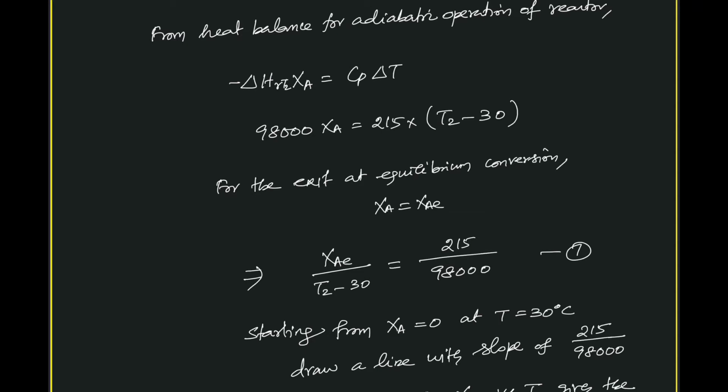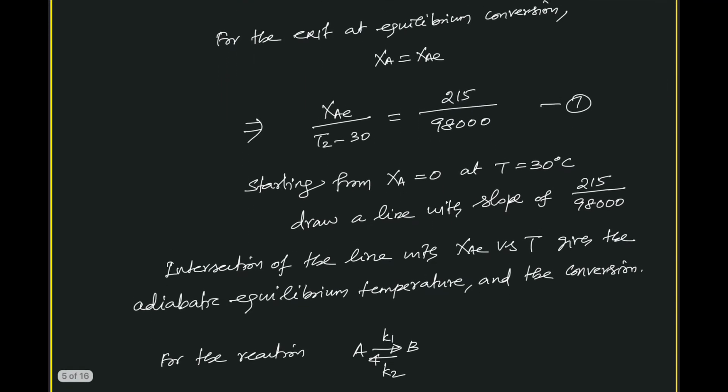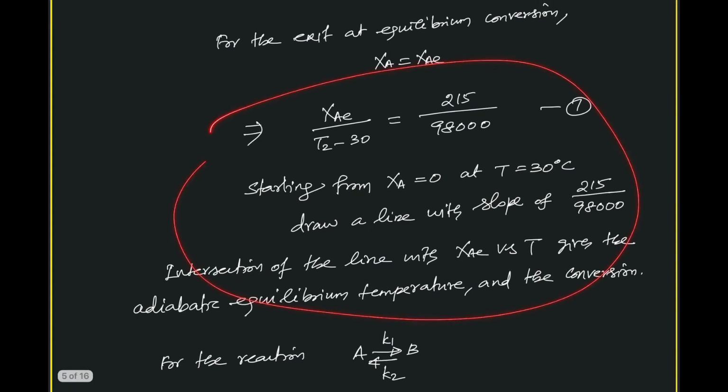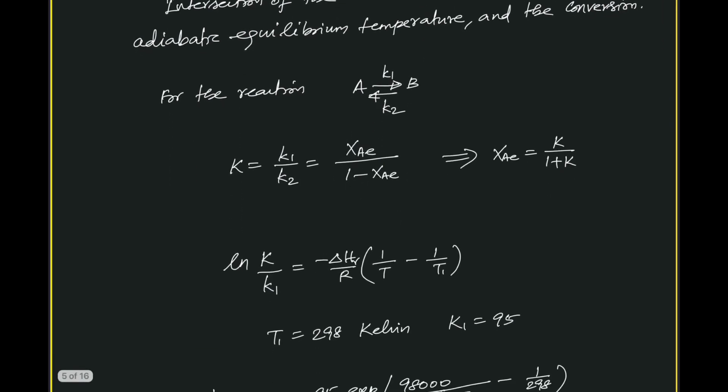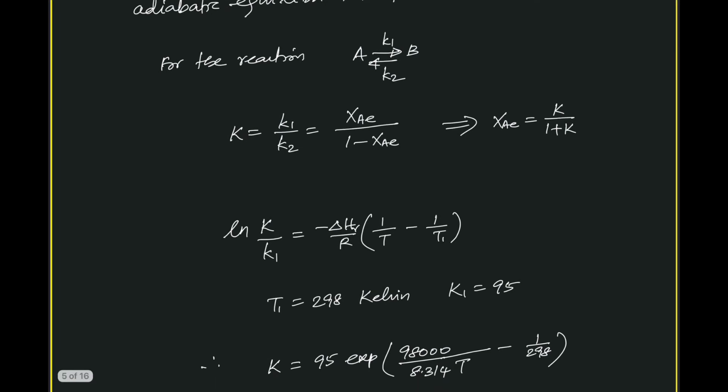That additional equation is nothing but this curve, what is called the equilibrium curve. We'll come to this point. Before that, let us generate the equilibrium curve, conversion versus T, with XAE versus T to be generated.